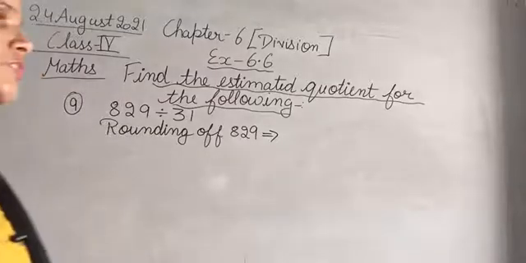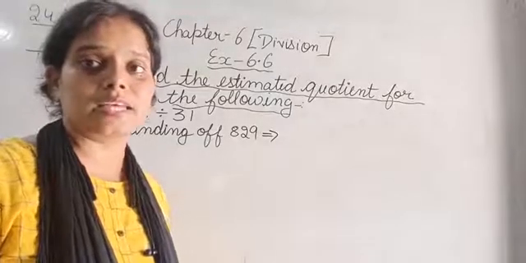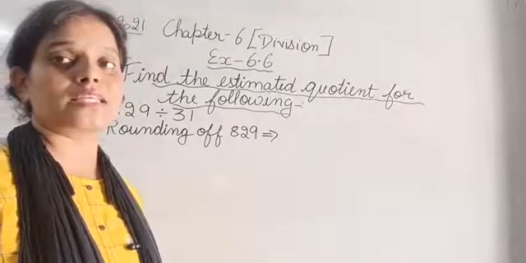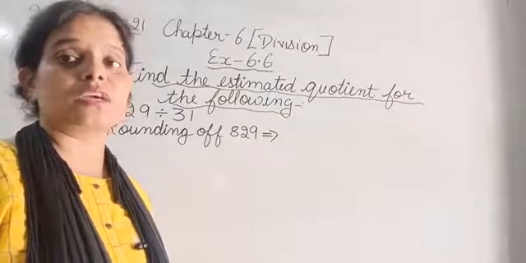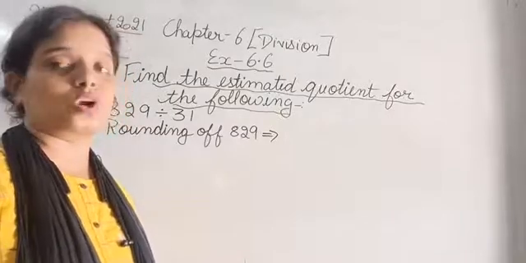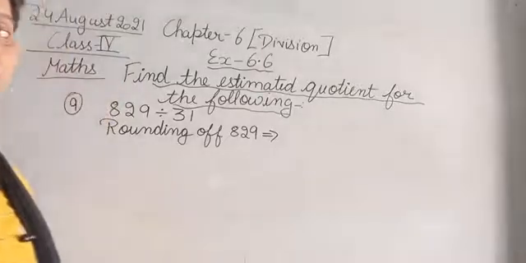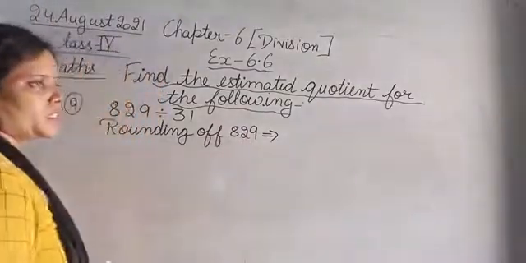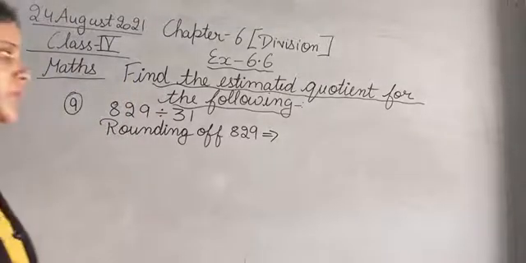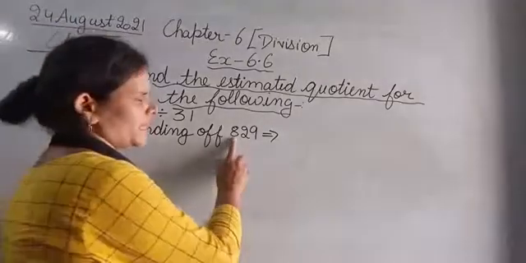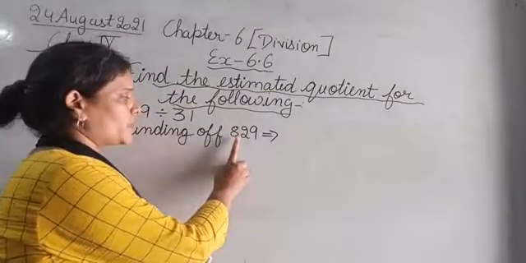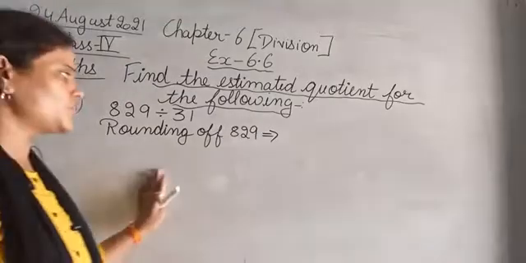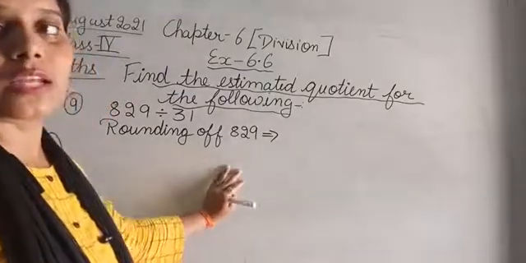Why? Because in the question यहाँ पे हमारे पास estimation values नहीं दी गई हैं. So अब इसके nearest we have to round off. So we are going to round it off to the highest place value of the given number. As it is a 3-digit number, the highest place value is 100. So we are going to round off 829 to the nearest 100.